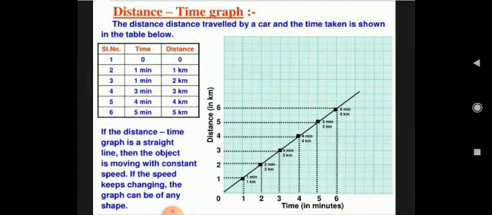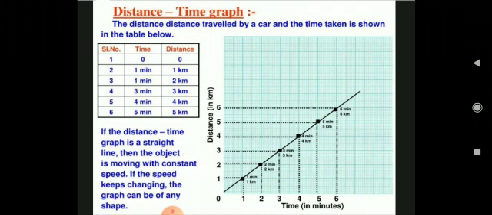Now the next topic, that is distance time graph. A distance time graph shows the distance traveled by a car and the time taken, as in the table below. So, students, what is a distance time graph? See, students, we plot a graph of the distance versus time for uniform motion and non-uniform motion, by taking the data.